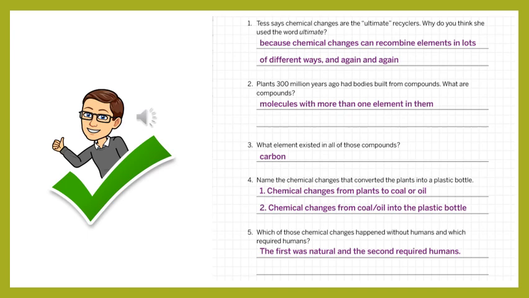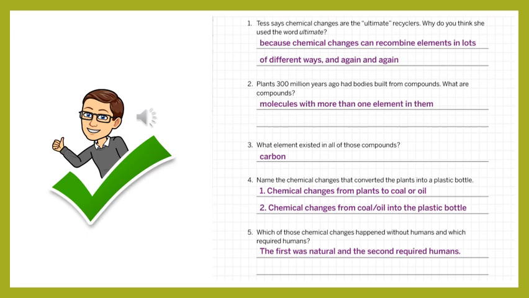The first one was natural. So plants turning into coal or oil is natural. That's actually over thousands of years as they decompose and collapse in the ground and the pressure. It's the same thing with dinosaur fossils or with natural forming oil. It's just all living matter or carbon.